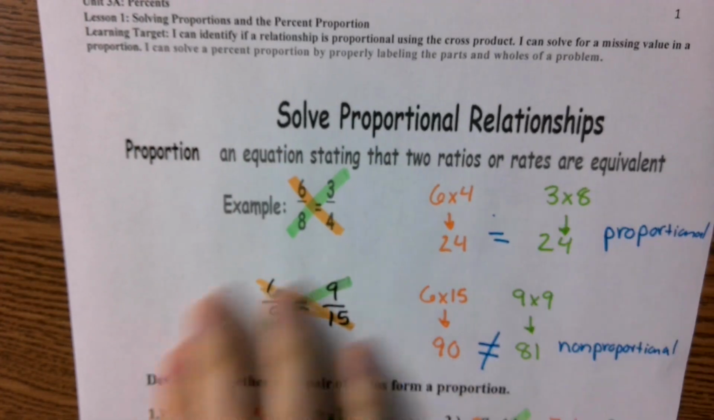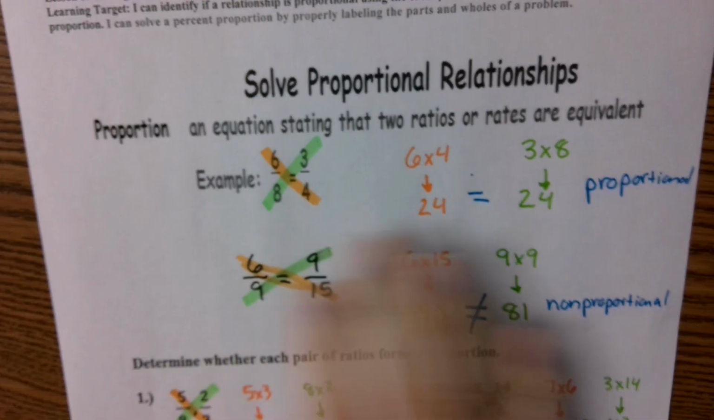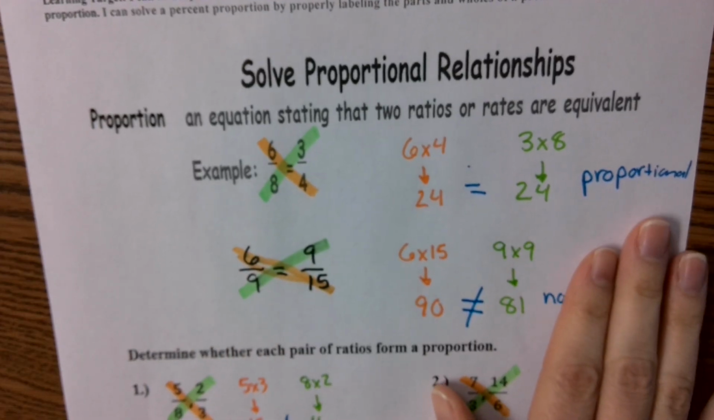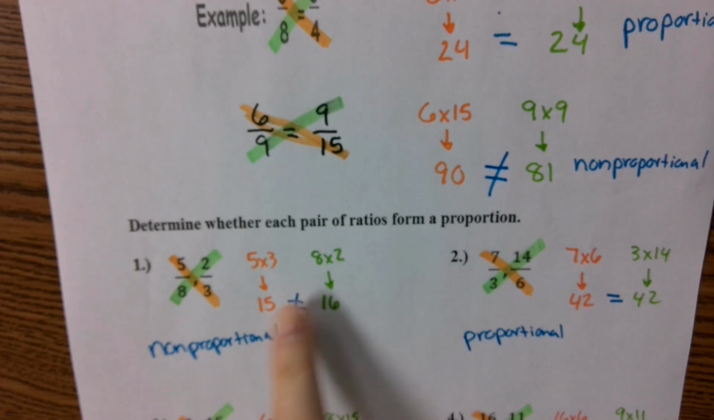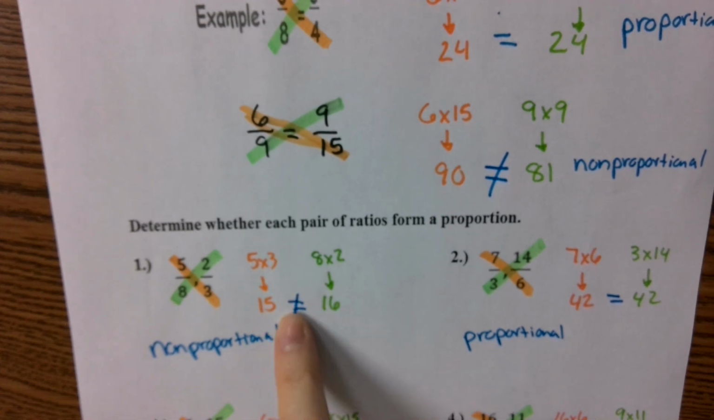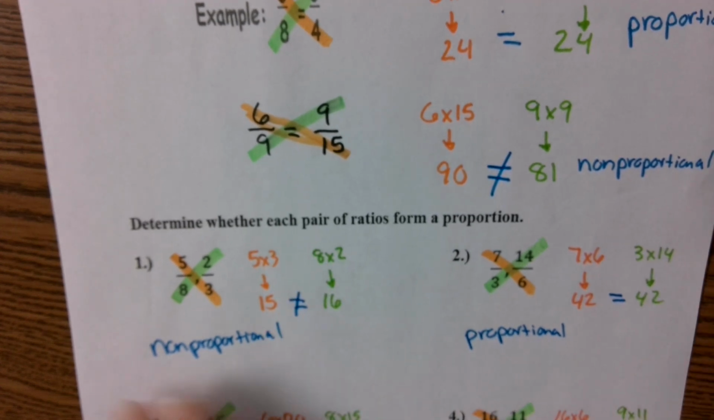Being able to do our cross product, making sure that they are equal to each other in order for it to be a proportional relationship. If it was not proportional, then they were not equal to each other when we did the cross product. So like 5 times 3 is going to be 15, 8 times 2 is going to be 16, so that's non-proportional. Then we utilized the proportionality.